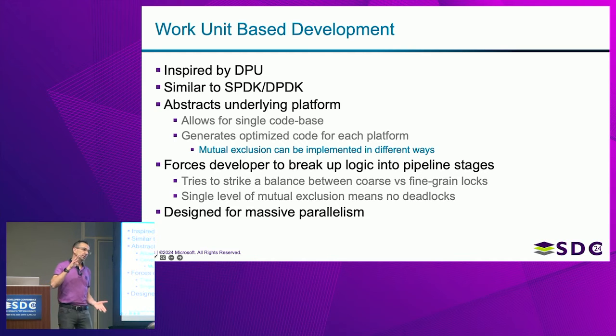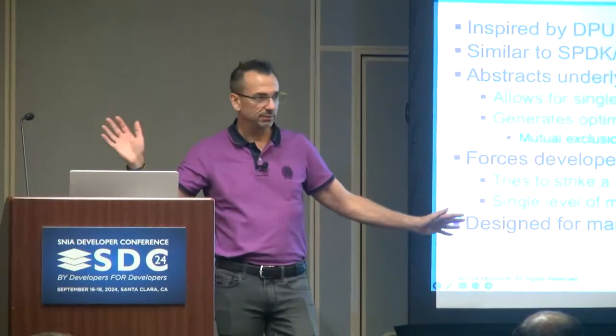And I'll give you a little teaser, because we're not going to talk about it now, but maybe in a talk in the future. We actually came up with yet another way to do mutual exclusion that's even more efficient. But that is for another day. It just allows us to separate that from how the developer has to write their code. And it forces the developer to break up logic into pipeline stages. So it's basically like, do this, then do this, then do this, then do this. And it moves along through the pipeline. And that's how we get parallelism. This whole thing was designed for massive amounts of parallelism. We basically wanted to have lots of little things running across many cores.